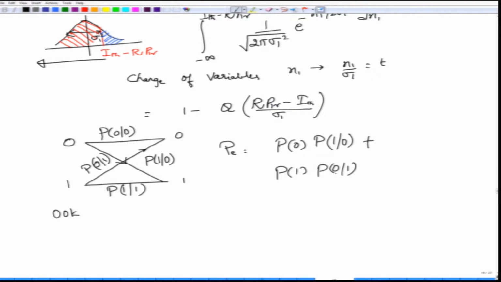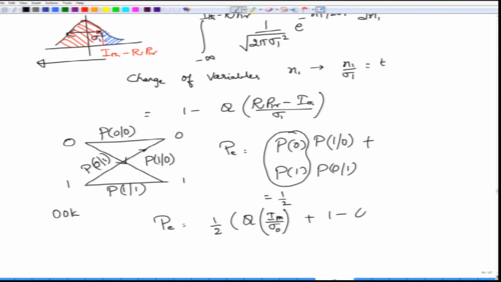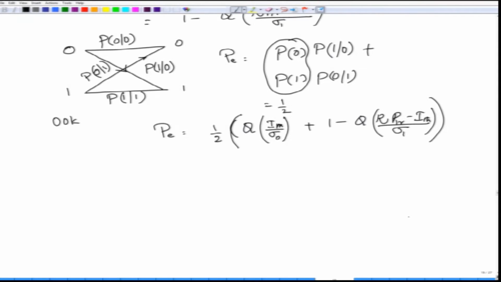Of course, we have also assumed that these two are equiprobable. If they are not, then you have to weight the threshold current appropriately, but if you assume that these two are equal, each of them will be equal to half, and the probability of error will be equal to half of Q of ITH by sigma 0, plus 1 minus Q of (R P1R minus ITH) divided by sigma 1. So, this is what the probability of error is.